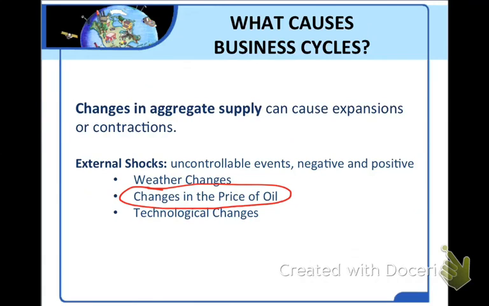A variety of events can cause oil prices to rise. These include increased demand for oil by other countries, decisions by foreign governments to cut oil exports, and disruptions of supplies caused by war or other threats. Higher oil prices cause a decrease in the quantity of output firms will supply at any given price level, thus decreasing aggregate supply. The result can be a contraction.